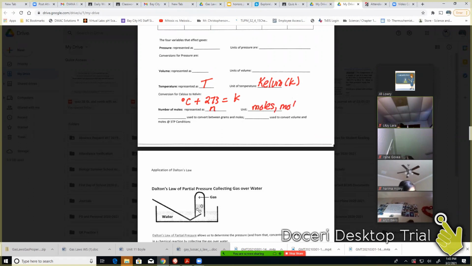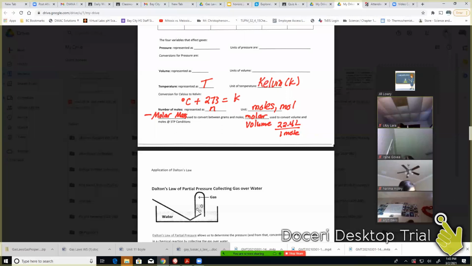Moles, or mol for the abbreviation. The molar mass is used to convert between grams and moles. And something we haven't used yet is called the molar volume. Its value is 22.4 liters per 1 mole. That's used to convert between volume and moles at STP. And like I said, we haven't done that yet. We'll do that whenever we do gas stoichiometry.